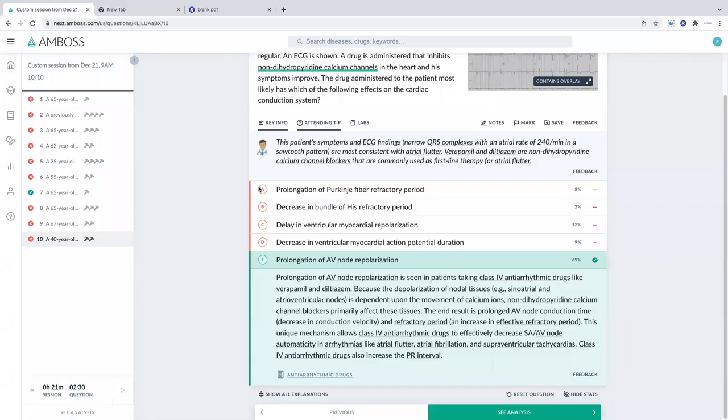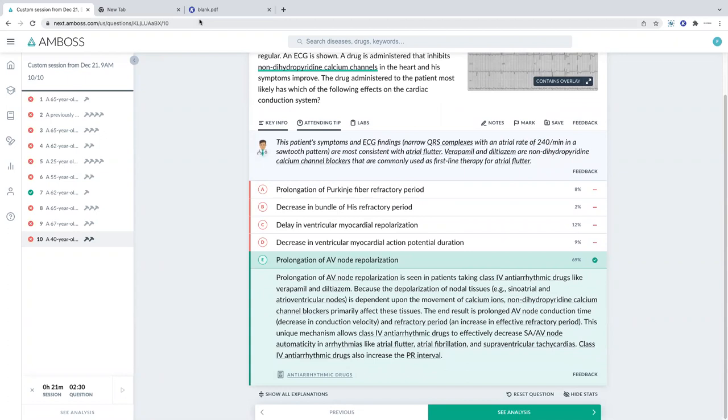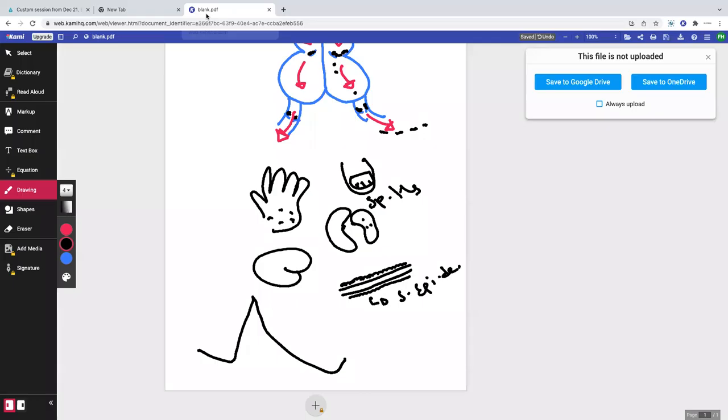So over here, there is another one where if we give a patient a non-dihydropyridine calcium channel blocker, then what would happen? If we block the calcium channels, wouldn't there be a long time that the nodes will take to depolarize? Yes or no? Wouldn't it take a long time for the nodes to depolarize? Yes. As a result, will depolarization be delayed? The answer is yes. If depolarization is delayed, what would happen to repolarization? Repolarization would also be delayed.